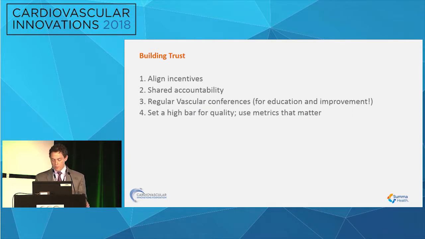Set a high bar for quality. Use metrics that matter. The metrics that we are sometimes held to, things like statin use, tobacco cessation, et cetera, are excellent. We need to promote that for our patients, but set a high bar for endovascular quality. Set a bar for saying, look, if we have an occluded SFA, how often do we want to be able to get across that? What's our goal? And establish that across all endovascular disciplines.